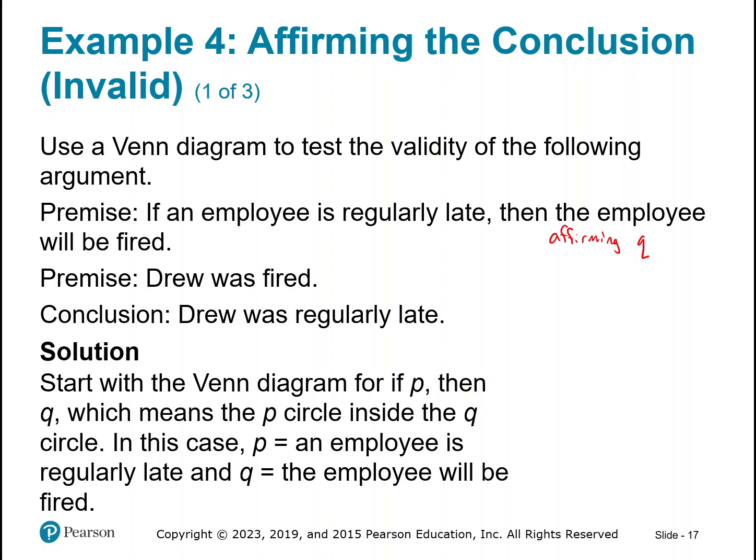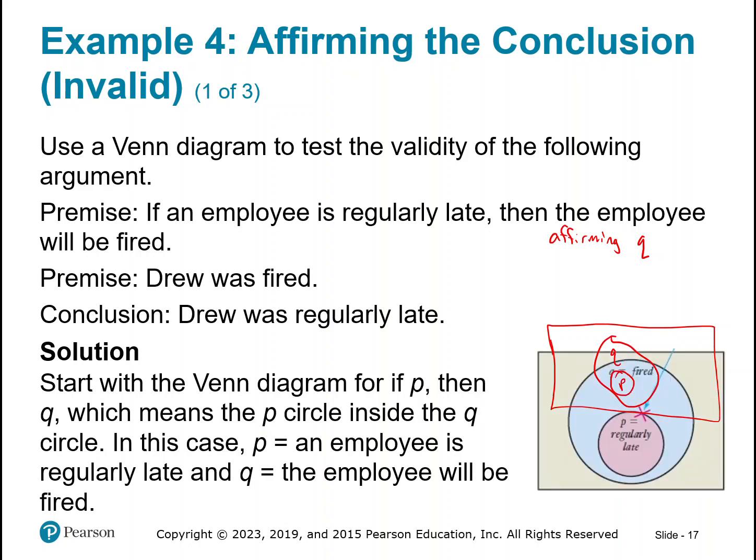Now we're going to start with a Venn diagram for if P then Q, which means the P circle is inside the Q circle. All right, so let's draw a little one here. We have our rectangle of all things. We have P, an employee is regularly late, and Q, the employee will be fired, right? If P, then Q. So P has to be inside of Q. Look at that. If I would have been patient, you wouldn't have had to see an ugly one. Look at that. Same exact circle, right?